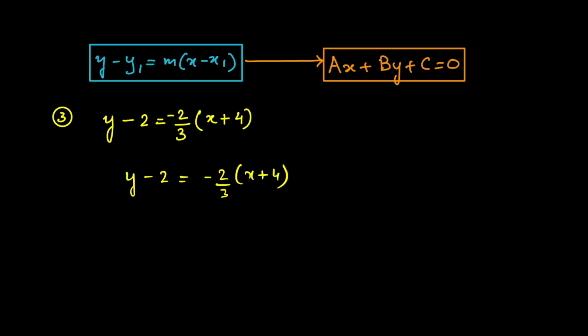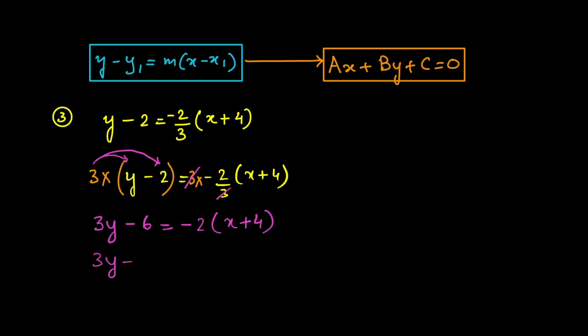So 3 times, and we write 3 times here. When you multiply it, we get 3 times y, which is 3y, 3 times minus 2, which is minus 6. So this 3 and 3 cancel out, so we are left with minus 2 times x plus 4. Now we rewrite 3y minus 6 equals, so this minus 2 is distributed to both the numbers, so minus 2x and minus 8.